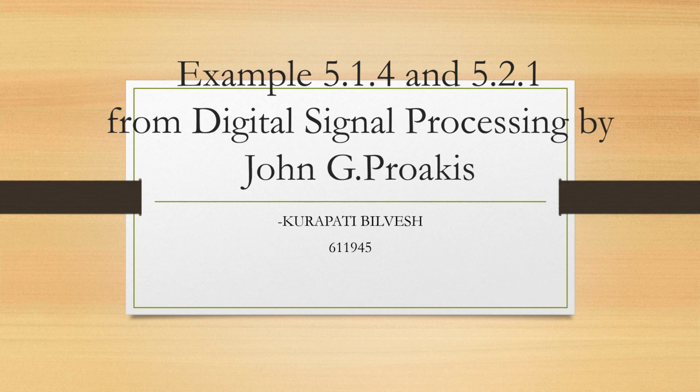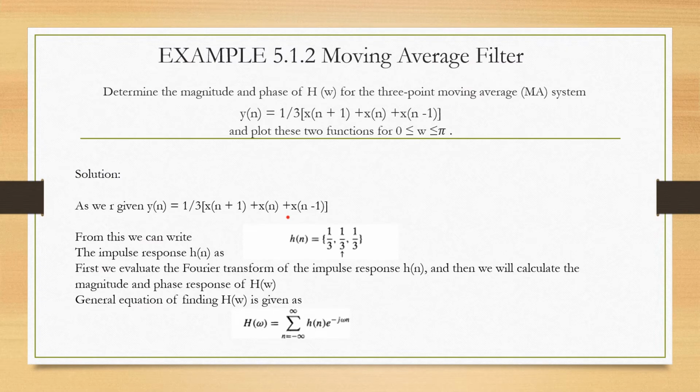We are going to discuss an example from Proakis' book. Let us see example 5.1.2, which is the moving average filter. The question is, determine the magnitude and phase of H(ω) for the 3-point moving average system y(n) = 1/3 [x(n+1) + x(n) + x(n-1)], and plot these two functions for ω between 0 and π.